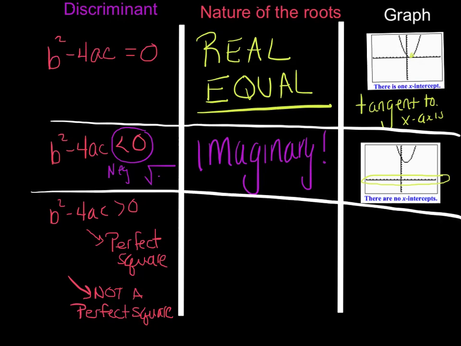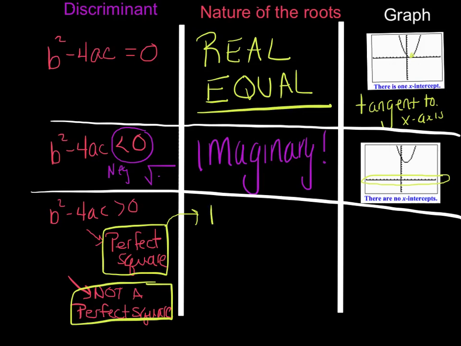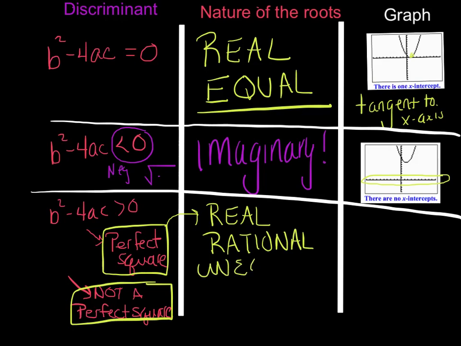Now the big one. B squared minus 4ac is greater than 0. There are two things that can happen. Your number could be a perfect square, or it's not going to be a perfect square. So you either are perfect or you're not. And here's the case if you're perfect. If you're perfect, you are a real number. You are rational and unequal. Real, rational, and unequal. I tend to remind myself that perfect things are rational. That's kind of how I remember it. If you're perfect, you're kind of a rational thinking person.